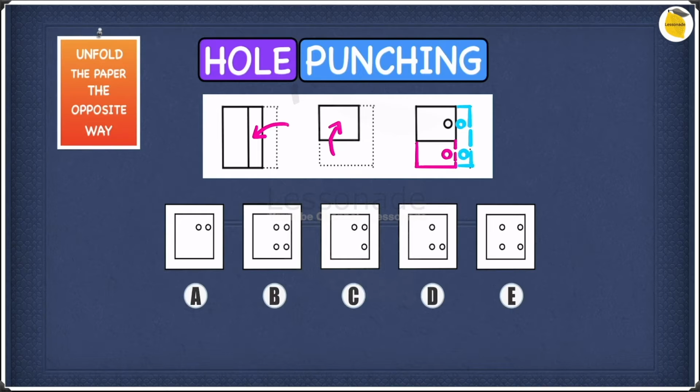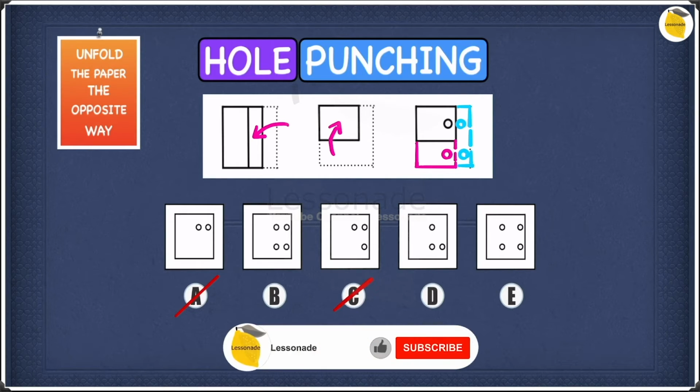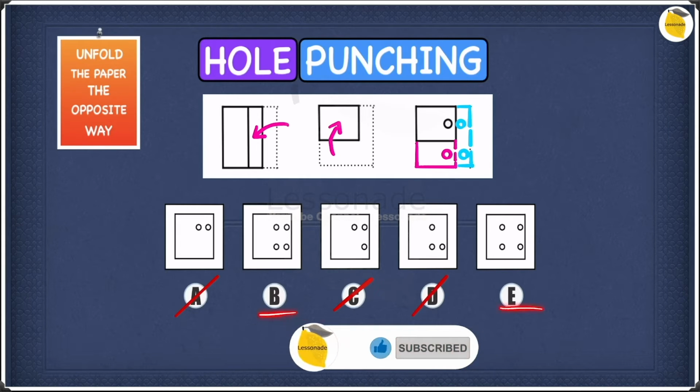So this means, as you guys could see, we have 4 holes. We have 1, 2, 3, and 4, which means we can go ahead and cross off A, because in A you only have 2, cross off C, in C you only have 3, and cross off D, because in D you also only have 3. Now we're left with B and E.